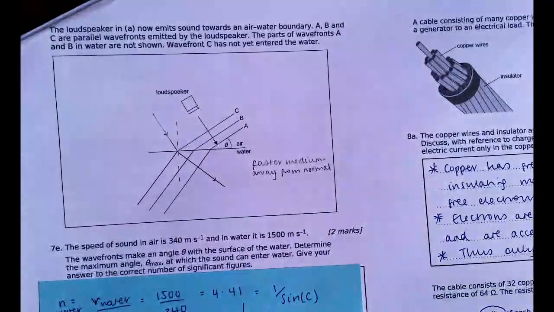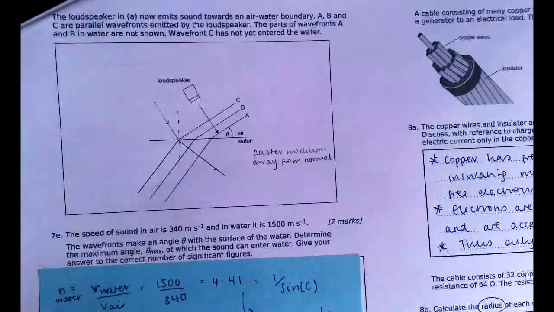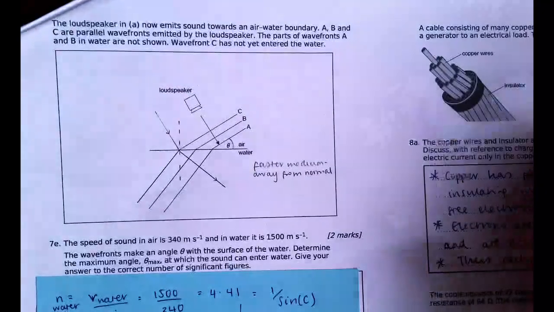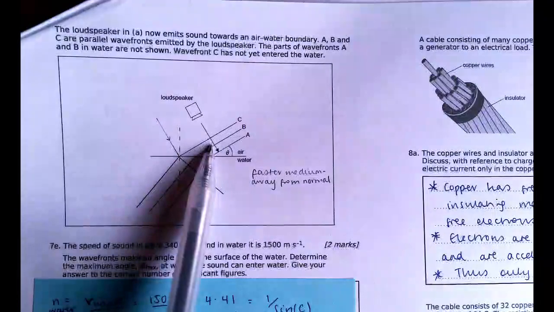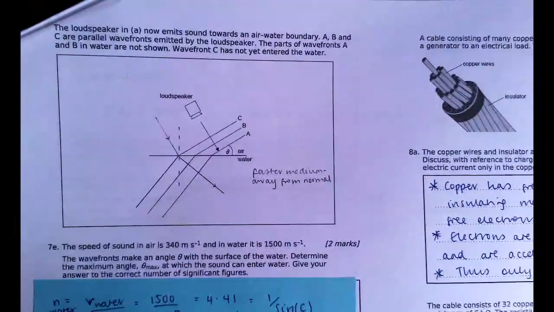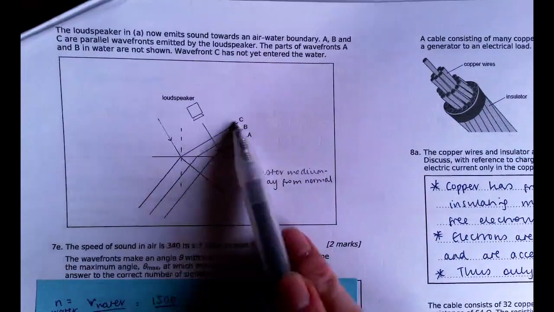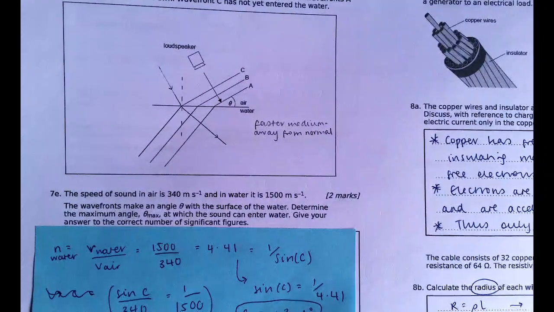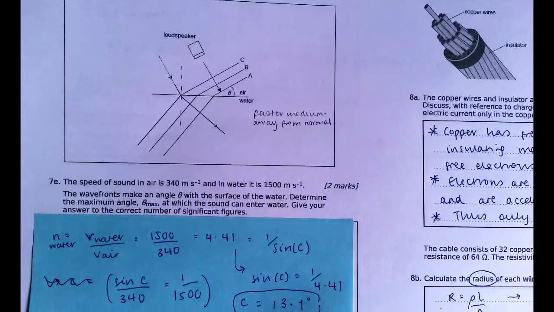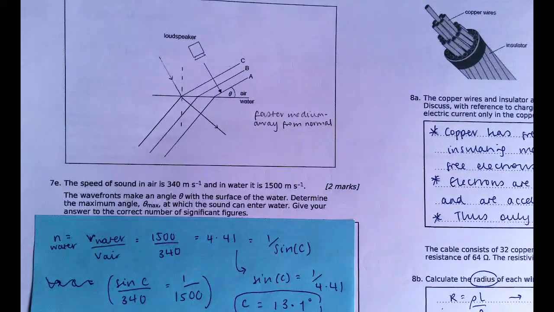Ignore the diagram for now because I've done part F, but we're not quite there yet. So we're told that the loudspeaker is emitting sound into air, but there's then a boundary where we meet water. We've got wavefronts, and originally you could see these bits. Then it says the speed of sound in air is 340 meters per second, and in water it is 1500 meters per second, so it's sped up.